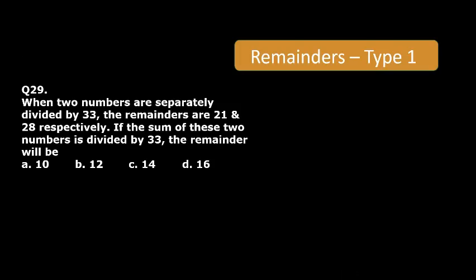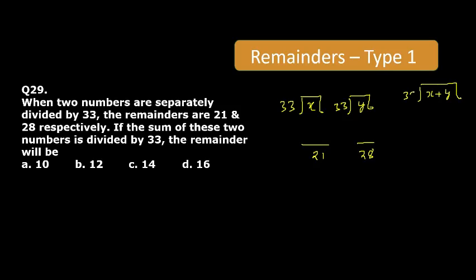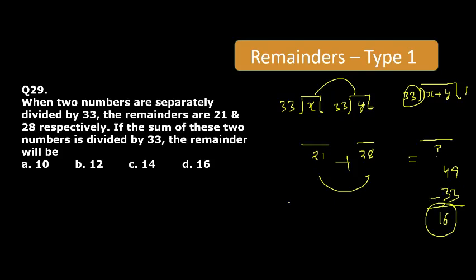16 is correct. I hope everyone is able to understand that there are two numbers and we are dividing these by 33, and we are getting as a remainder 21 and 28. If the sum of the numbers is divided by 33, what will be the remainder? Just add your remainders. That is 49, and it is bigger than 33, so further divided by 33, you will get the remainder.